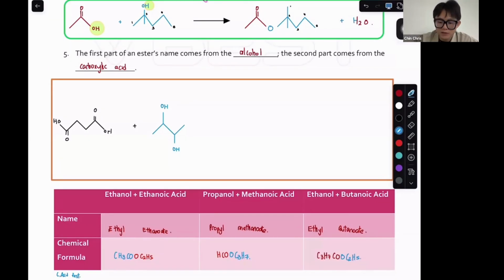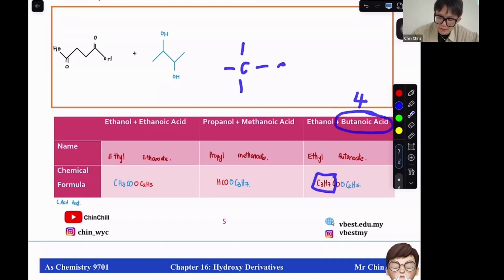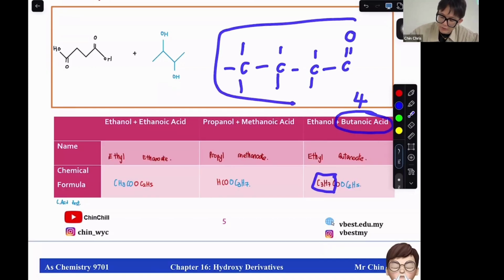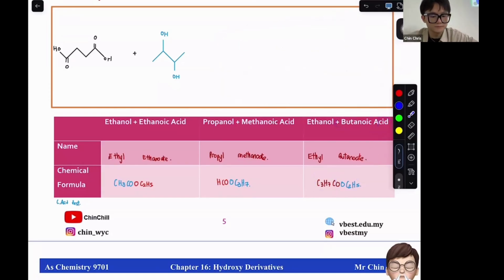Wait, I don't understand the chemical formula part. The chemical formula always has the carboxylic acid going first. So butanoic acid has 4 carbons, which means C3H7CO: CH3, CH2, CH2, C double bond O. That's your butanoate. Then connect to ethanol, C2H5. That's it. Understand?